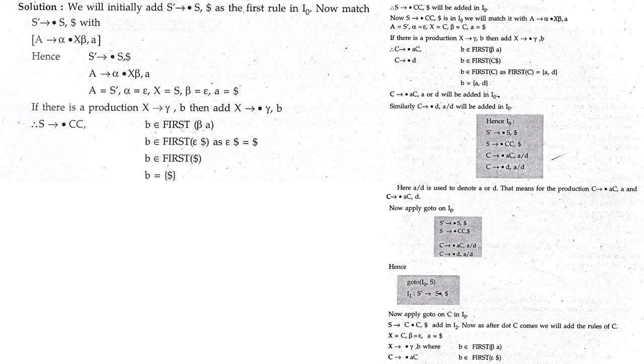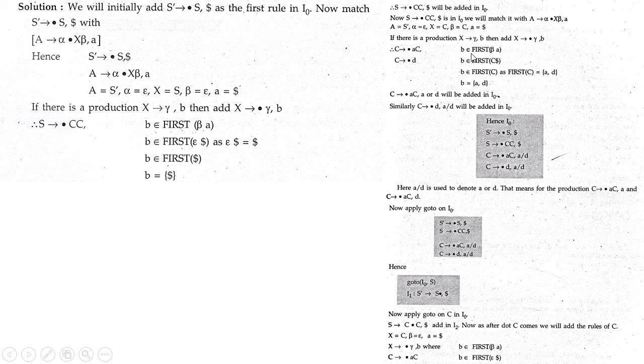So there are two extensions, so C can be AC and C can be D. So similarly here also you find first of beta for this. B belongs to first of beta for, so before that you just find dot CC. Compare this dot with this dot, that is dot X and dot C. So C is X, the alpha is epsilon, beta is C, and A is the dollar sign. So there is a production for it.